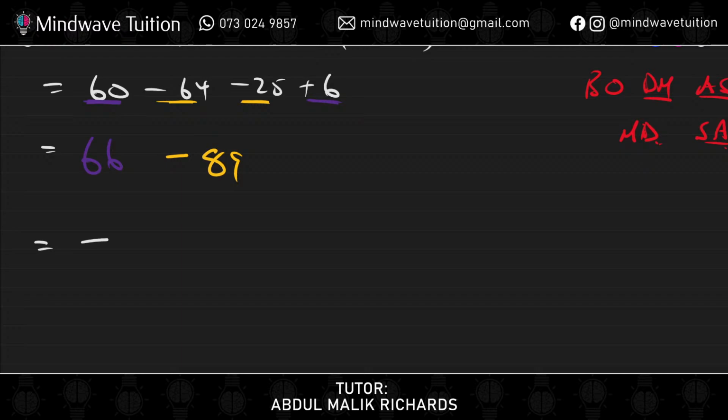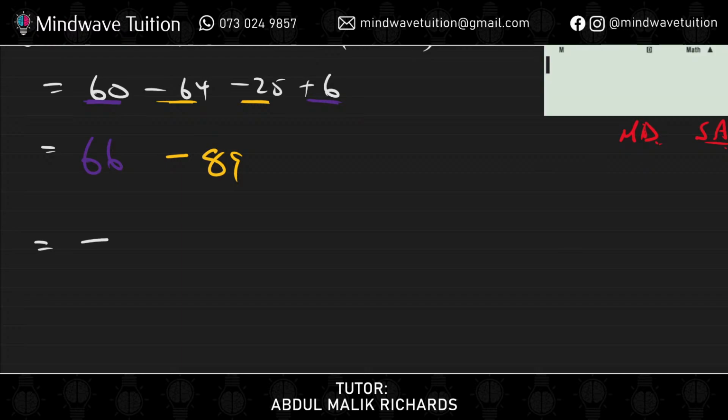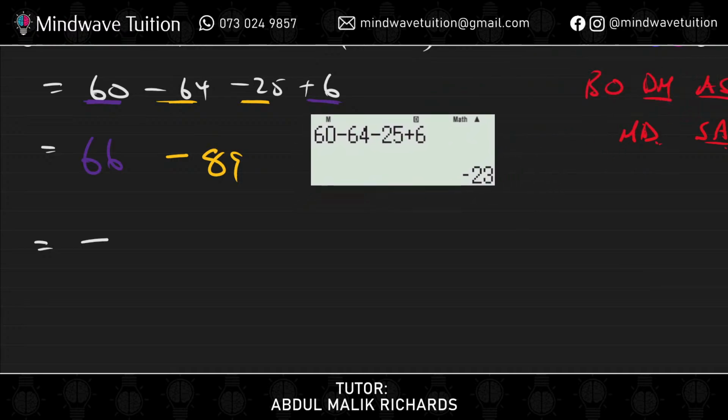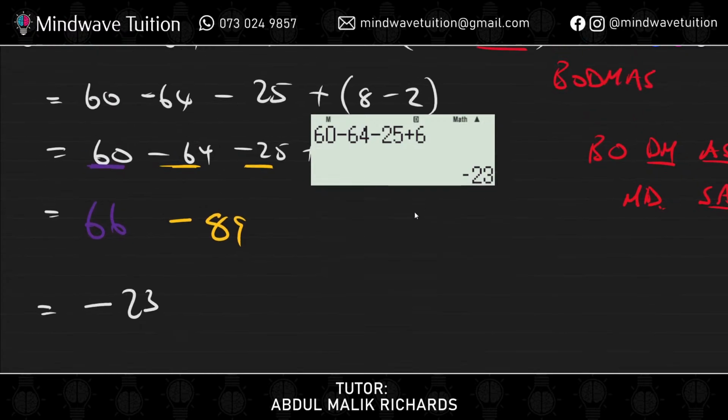So I'll show you on the calculator what's going to happen. If we say 60 minus 64 minus 25 plus 6, you'll see that the answer is going to have a minus sign in front of it, like that. So there it is, minus 23. So the answer there is minus 23. This is just a little teaser of what you will be doing later in the year, which is called negative numbers.